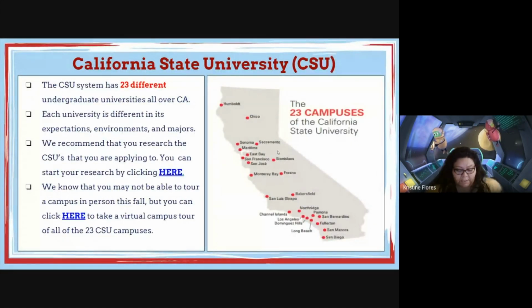Okay, so the CSU system is comprised of 23 different undergraduate universities all over California. You see these red dots here, each one is a CSU in California, and each university is different in that it has different majors, expectations, and environment. So we do recommend that you research the CSUs that you're applying to.